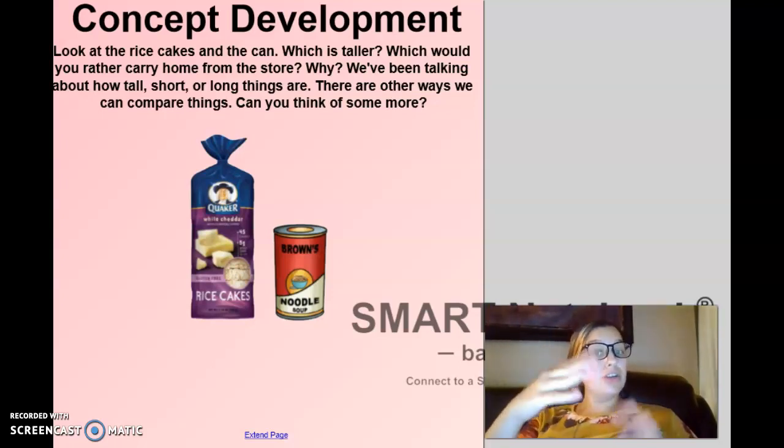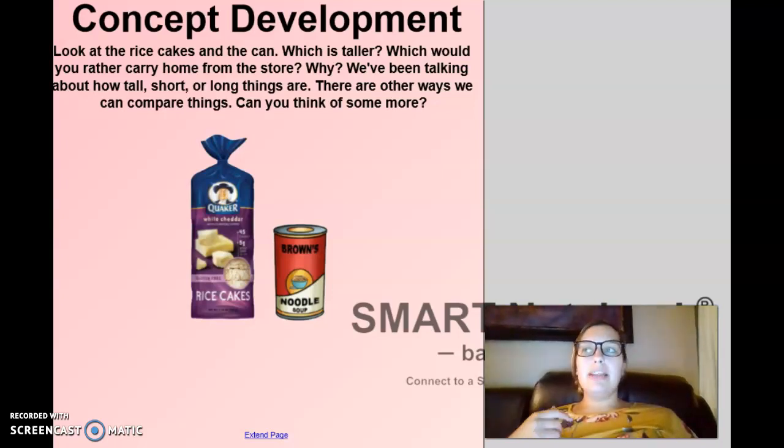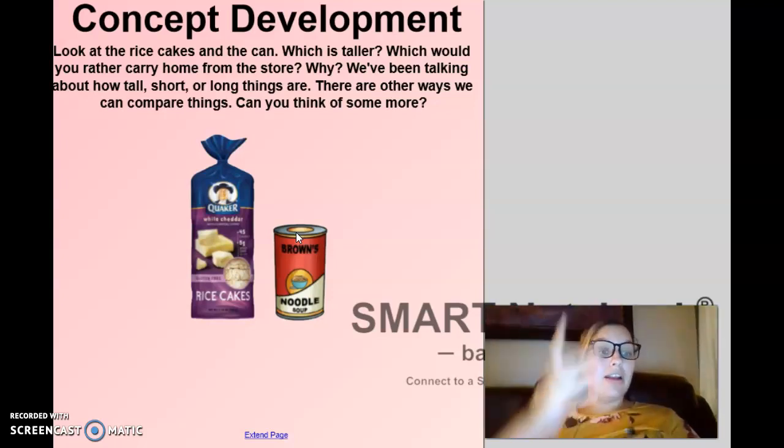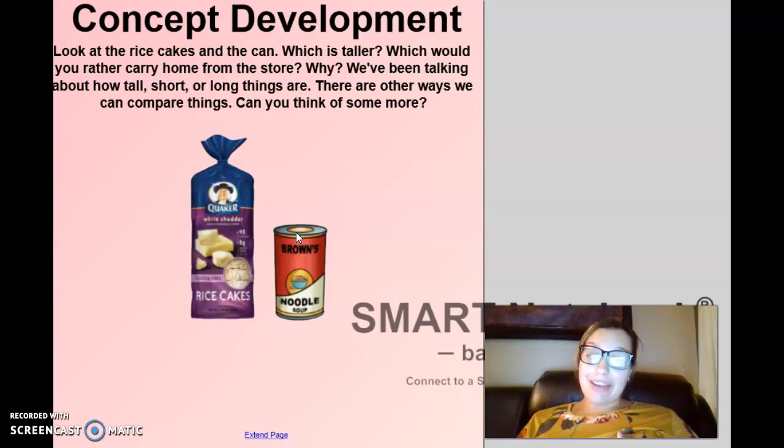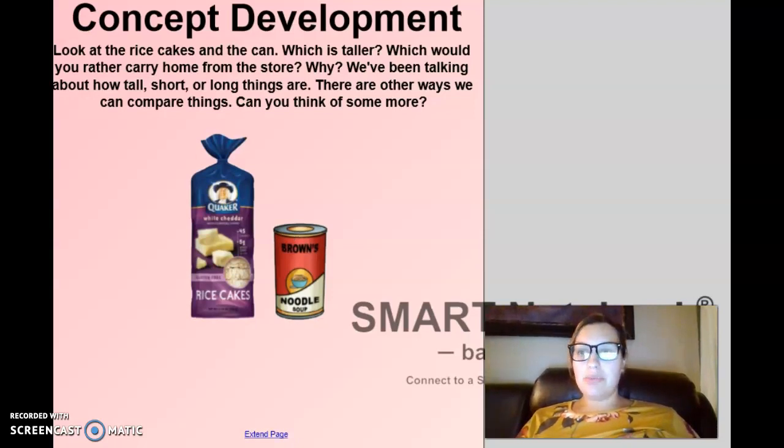They may be taller or bigger, but that doesn't always tell us if something is light or heavy. Because looking at this picture, maybe you thought that the rice cakes would be heavier because they were taller. But the reality of it is that they're actually lighter than a can of soup. So we are going to explore that today.